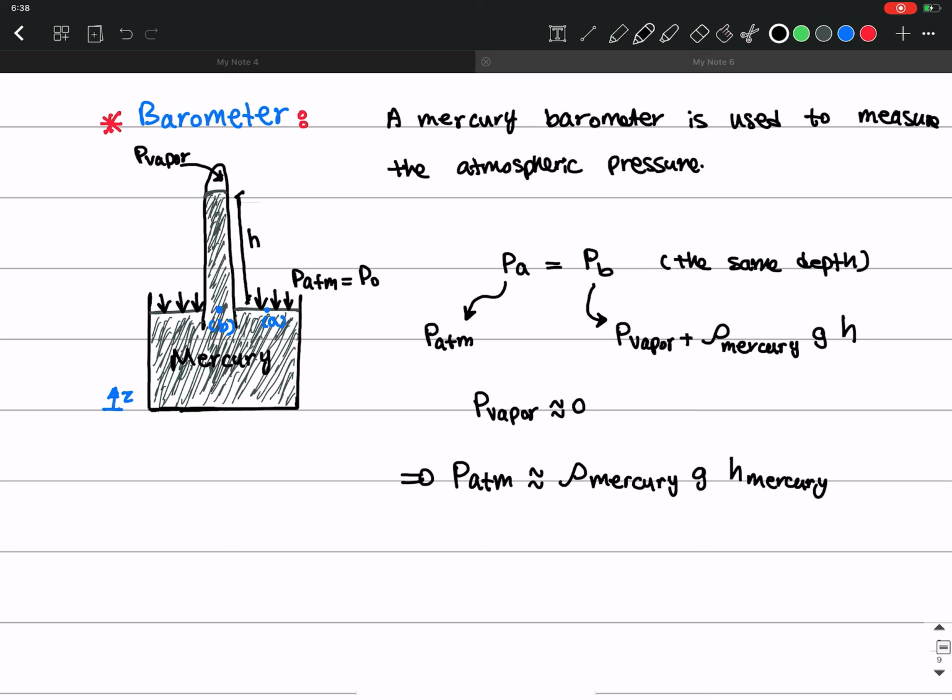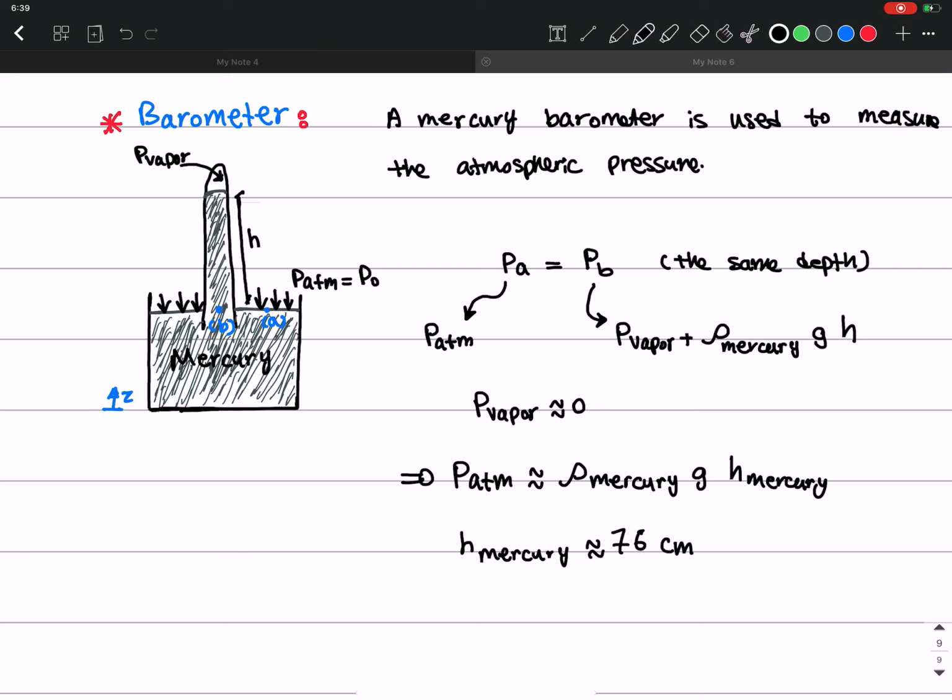Okay. So if you do this for the standard atmospheric pressure, the depth of mercury, or h, is going to be around 76 centimeter. So it's less than 1 meter, around, I would say, 2.5 feet. Just 2.5 feet, about 76 centimeter.